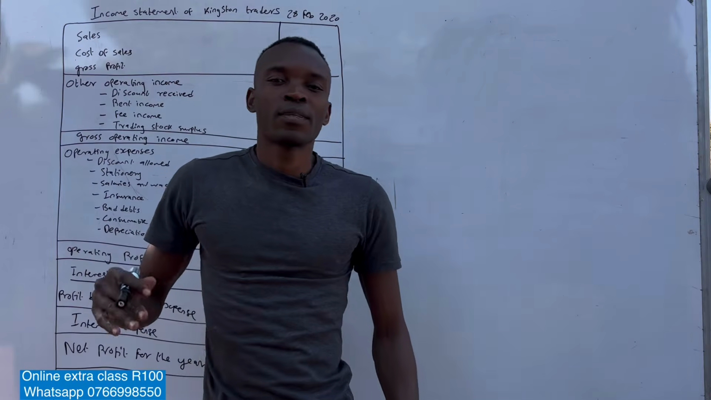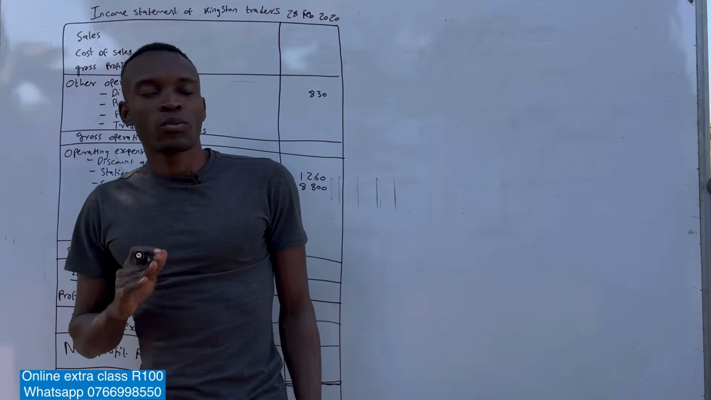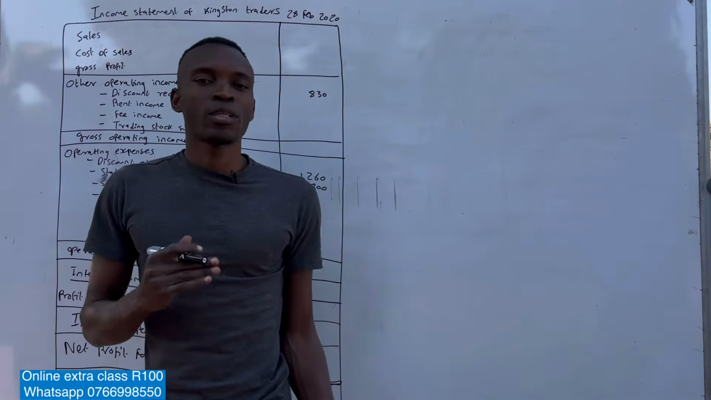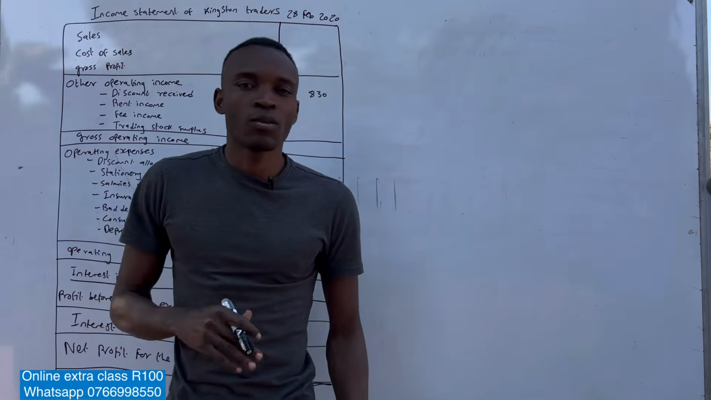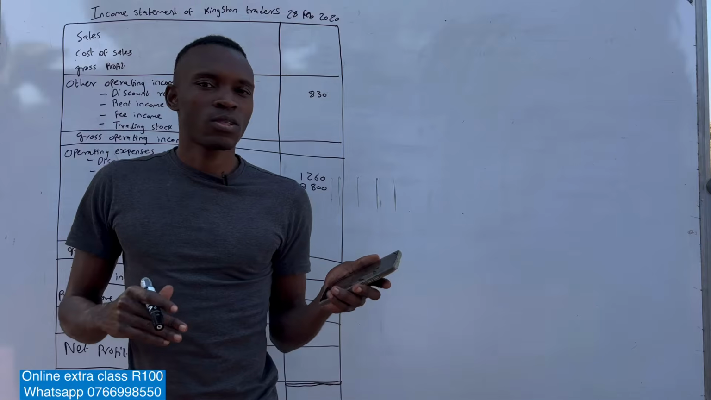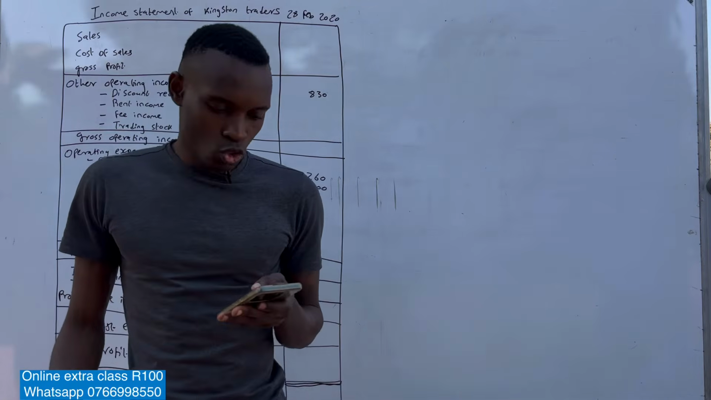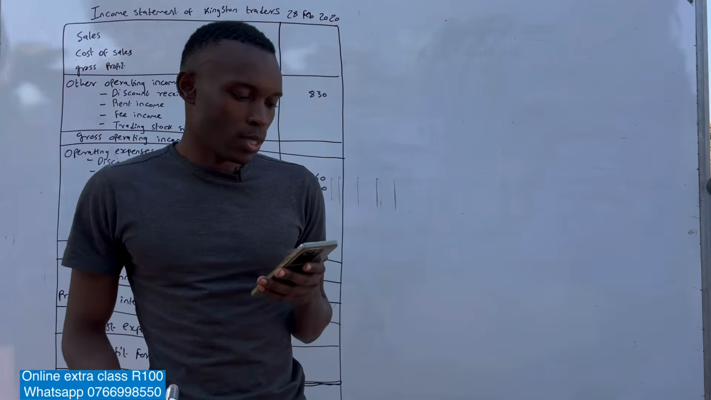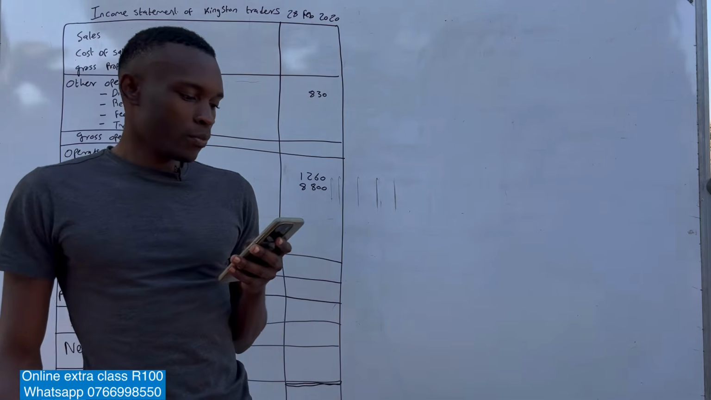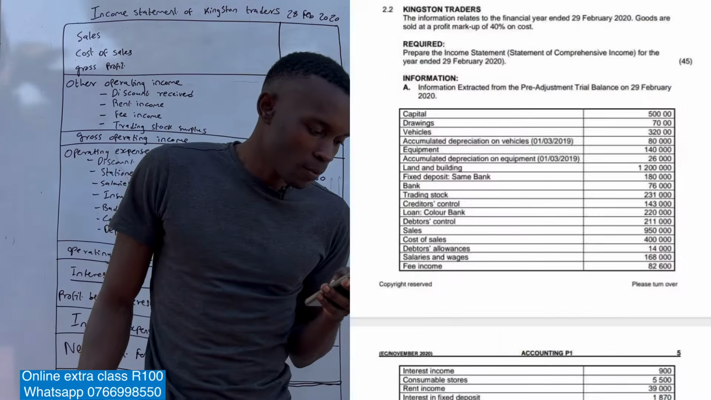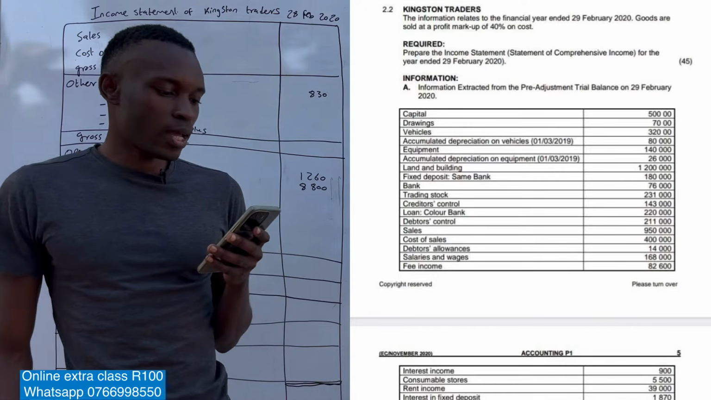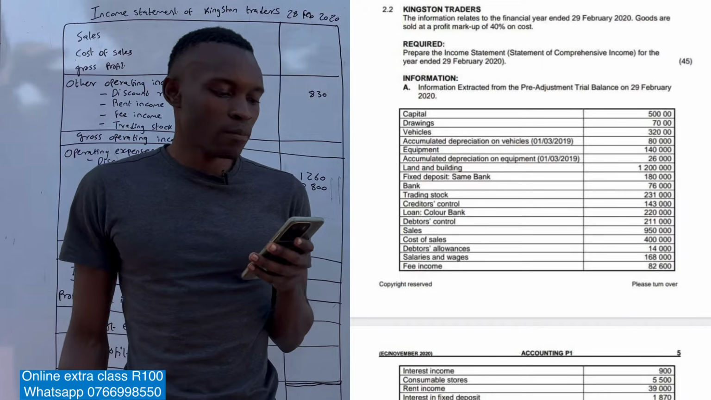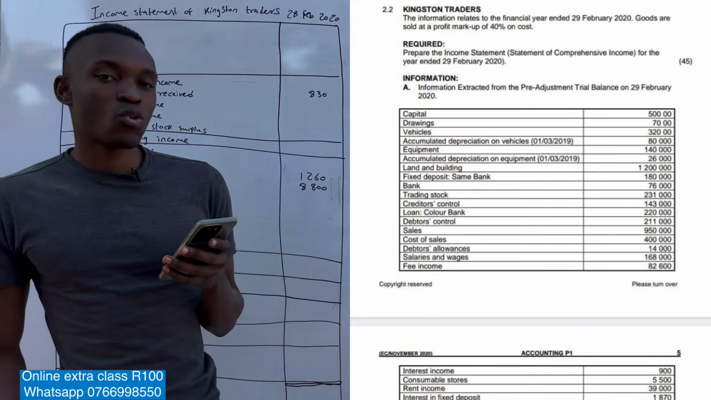Hello, greetings student. In this video I'm going to do an income statement, which is also known as a comprehensive income statement, or you can call it a profit or loss statement. So let's look at this question paper that we have. It says Kingston Traders, information related to financial year end 29 February 2020. Goods are sold at a markup of 40% on cost.